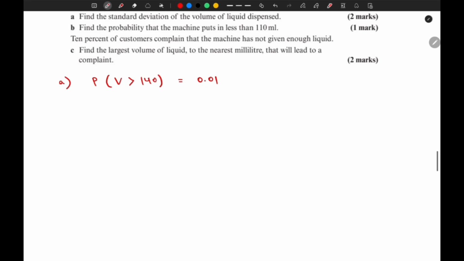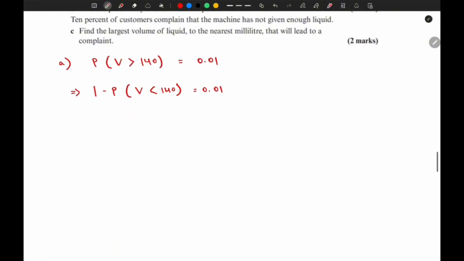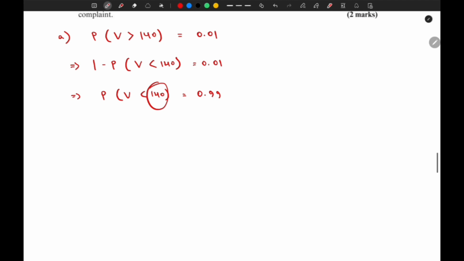So now let's solve this. First of all, this is a greater than sign, so we need to convert this to a less than sign. So we can replace this with 1 minus the probability of V less than 140 is equal to 0.01. We have talked about this formula in the previous part. If you still have confusion, you can go back to the previous lessons and catch up with it. So the probability for V to be less than 140 is 0.99.